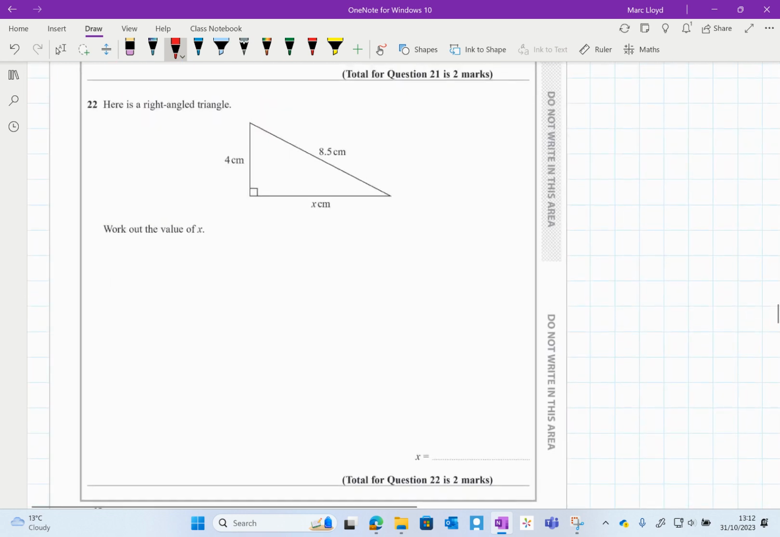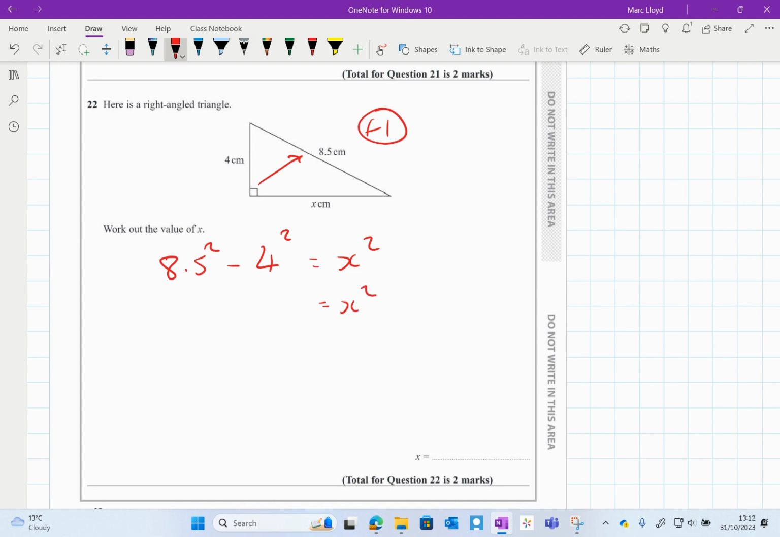Okay, question 22, work out the value of x. This is Pythagoras theorem. So we're going to do 8.5 squared, take away 4 squared, because we've already got the hypotenuse. So that's the longer side. And then that's going to equal x squared. So x squared is going to equal 8.5 squared take away 4 squared. 56.25. And then we want to square root the 56.25 to give us x. And therefore x will equal, square root answer. Oh, that's really nice. 7.5.